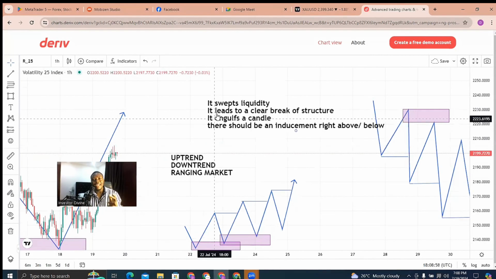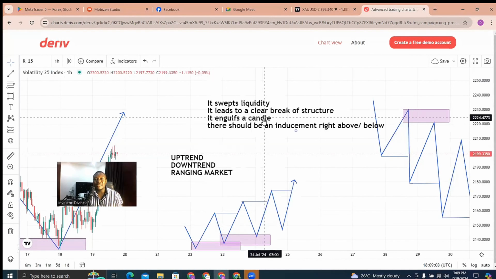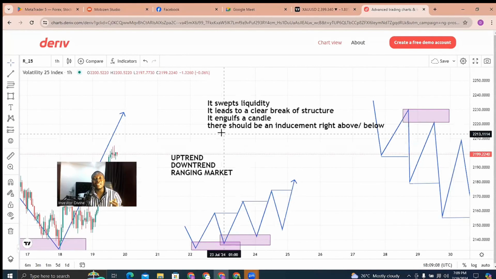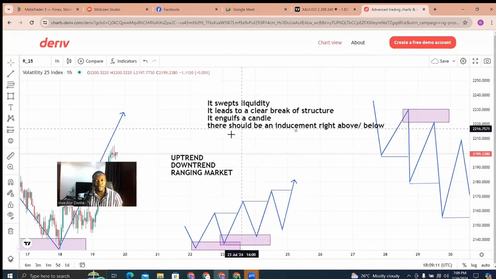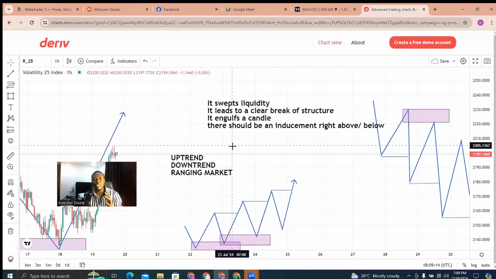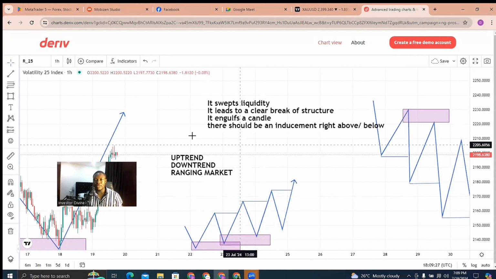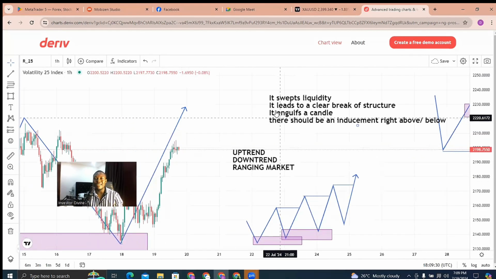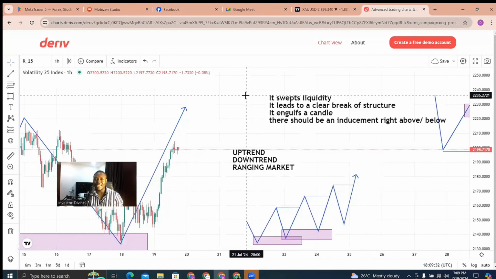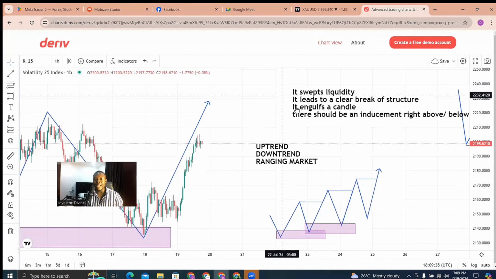Number two, I should see that this order block that I want to enter from leads to a clear break of structure. Number three, I should see that it engulfs a candle. Number four, there should be an inducement or inducement area resting above it, that is if you are looking for a buy, or below it, that is if you are looking for a sell. This thing right here is the holy grail. It's very important. Regrettably, I learned this the hard way.